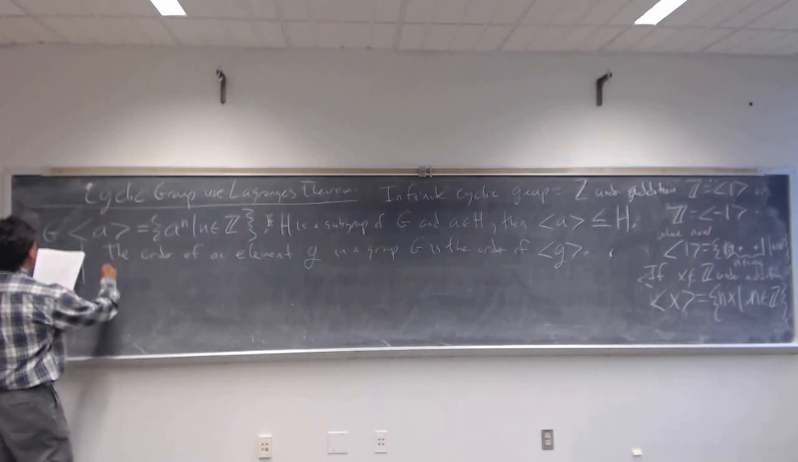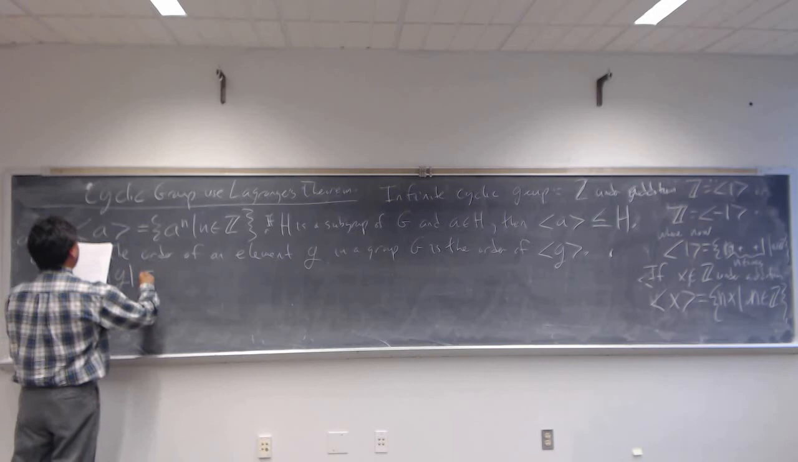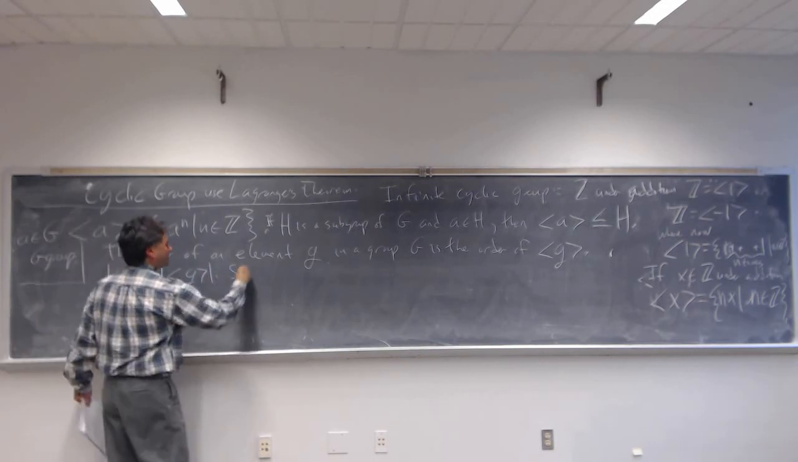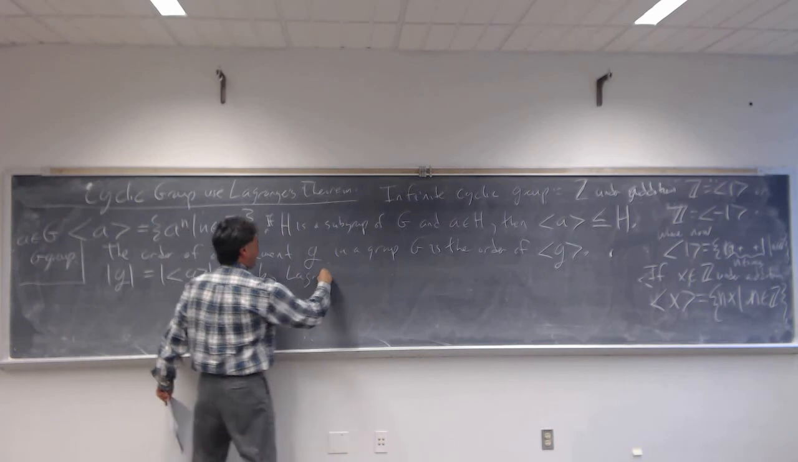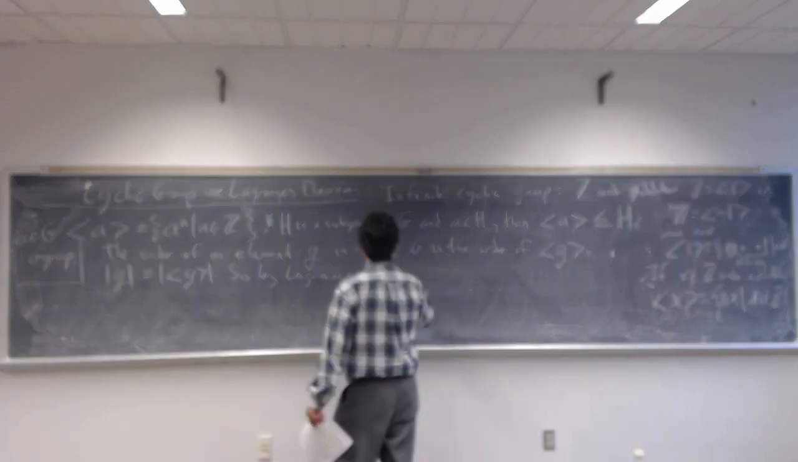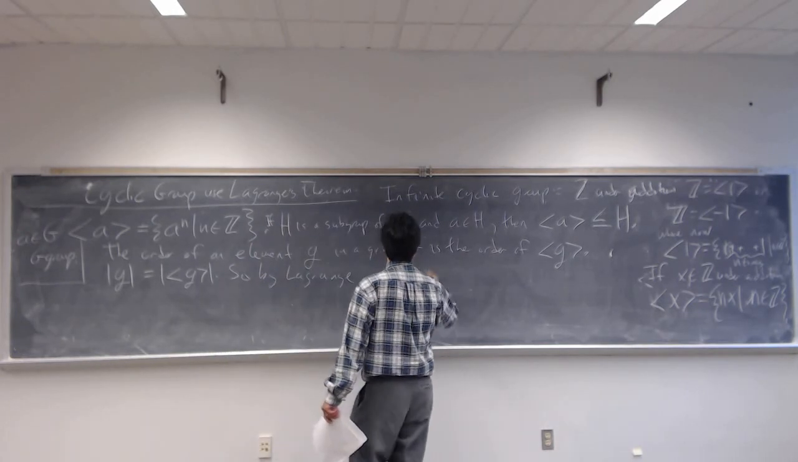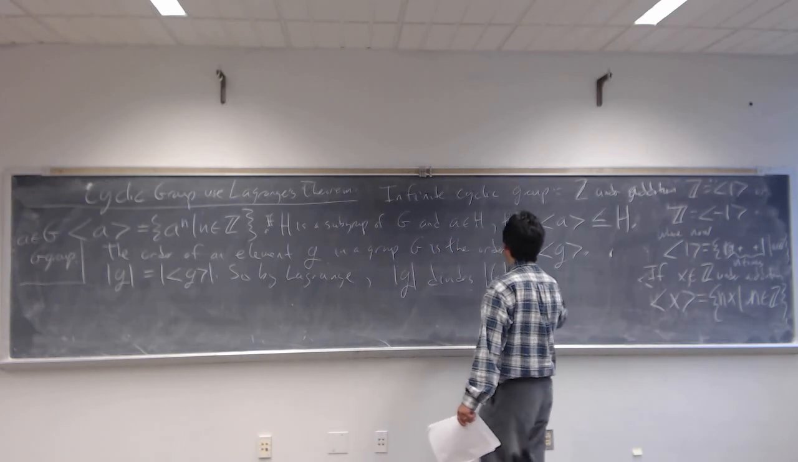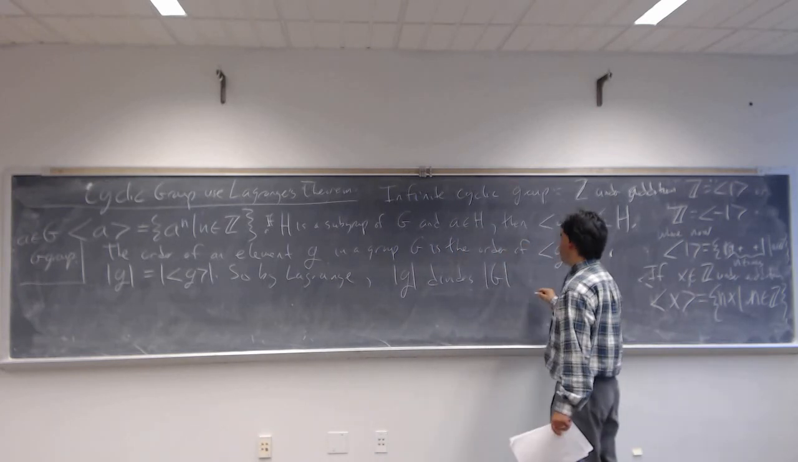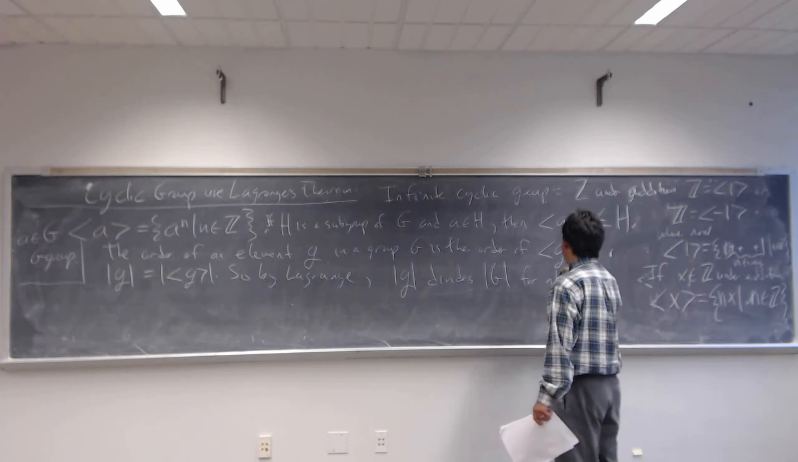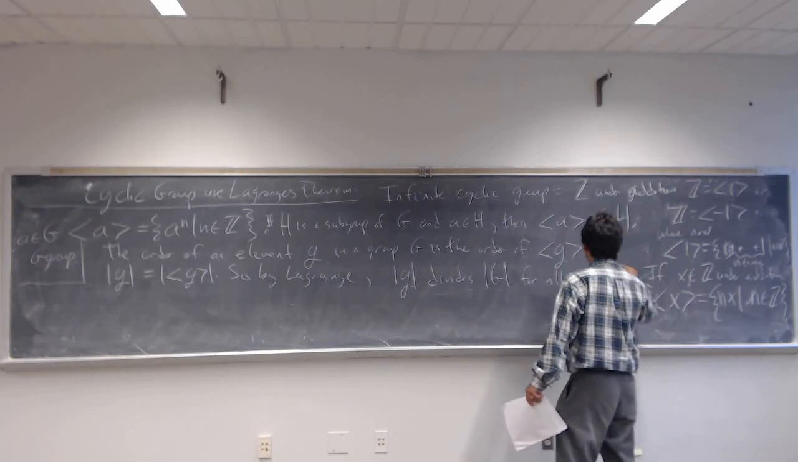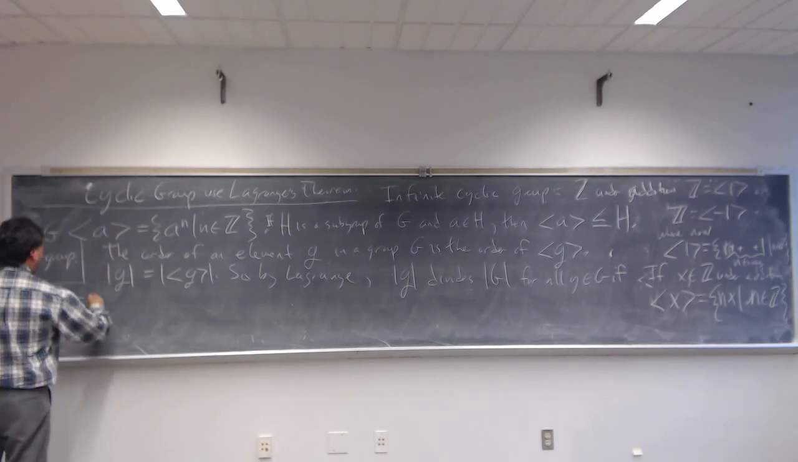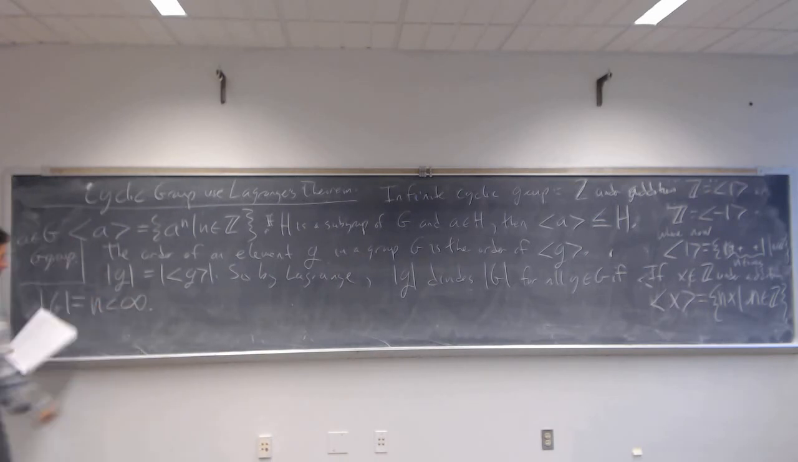So again, in symbols, we have the order of a equals the order of ⟨a⟩. So by Lagrange, the order of a divides the number of elements in G, for all a in G, if the order of G is a finite number.